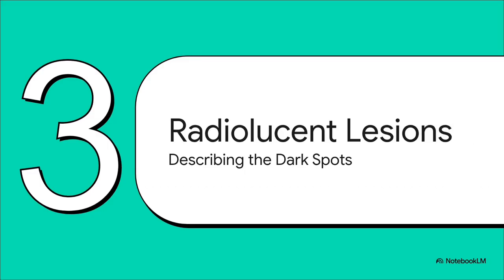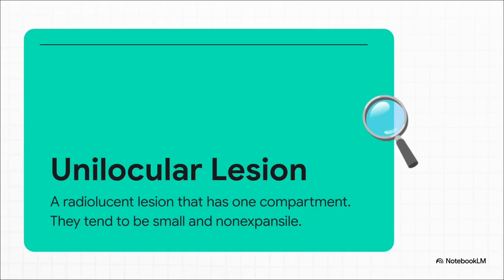Got it? All right, now that we have our basic terms down, let's grab our magnifying glass and zoom in on those dark spots. We're going to get into the specific language used to describe the shape, the borders, and the structure of these radiolucent areas, or lesions as they're called. So the first thing you ask is, how many little rooms or compartments does this thing have? If it's just one single self-contained dark spot, we call it a unilocular lesion. Just think uni like unicycle for one. It's just a simple single chamber.